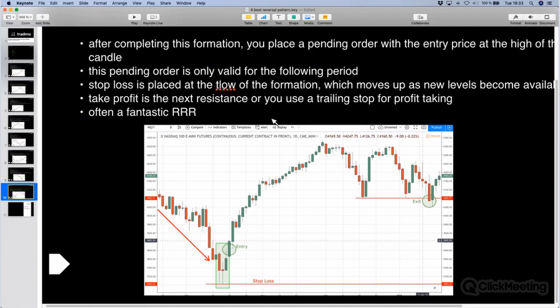Okay, these are the four reversal patterns, so two bullish reversal patterns and two bearish reversal patterns. Do you have any questions regarding these formations or patterns? And was it helpful for you?